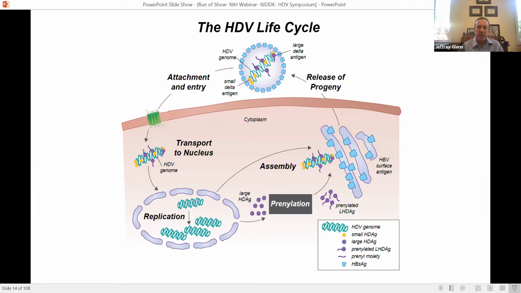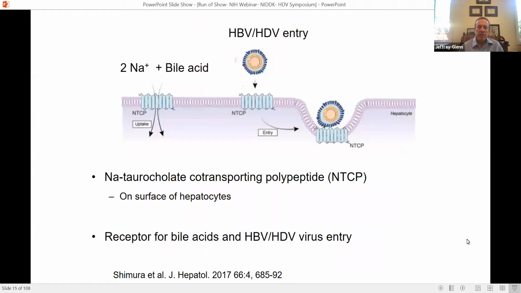Drilling down a little bit further on the next slide, the first event involves attachment to the sodium taurocholate co-transporting polypeptide, or NTCP, on the surface of hepatocytes. This is the receptor for bile acids, but it's also used by HBV and HDV for gaining entry into the cell.